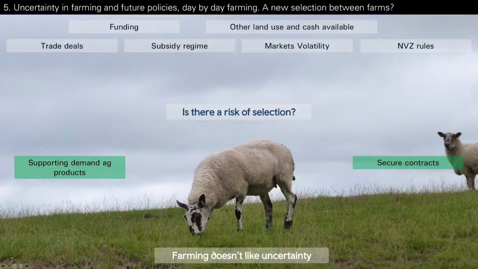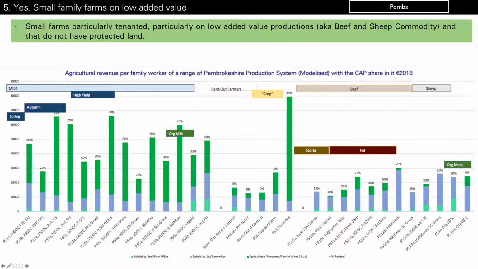But small farms, particularly the tenanted ones, particularly on low added value productions, and that do not have protected land or registered land, might be the ones in trouble in the years to come, before we establish a new scheme and before everything is set up, because they're the most fragile and the most dependent on the BPS payments. So we clearly need to make sure that we do not forget this relatively high number of farms.